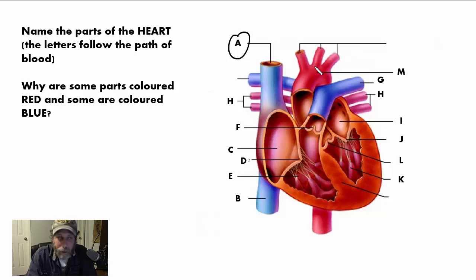Let's start way up here. A, blood is traveling this way. Let's also look at B, blood is traveling this way. Notice the colors, blue. All right. These are large veins. This one is above the heart. This one is below. Can you name this one?